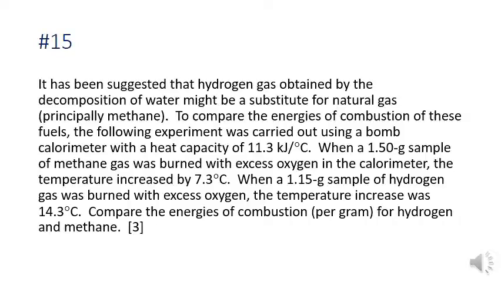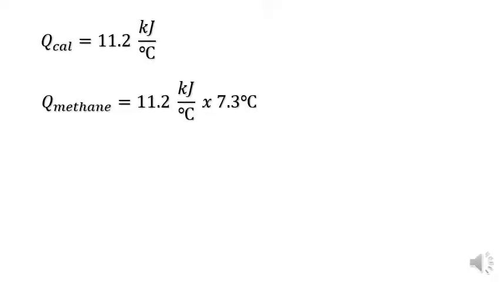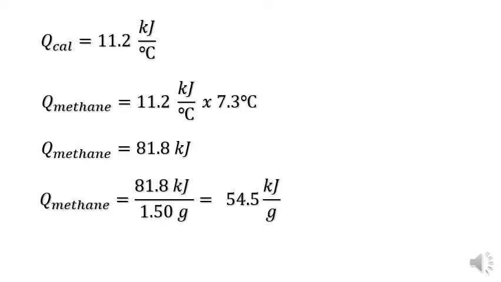Again, another problem with a whole big bunch of words. Well, here's how you attack this one. The heat capacity of the calorimeter is that. And so just multiplying it by the temperature change, you'll get the amount of kilojoules for this calorimeter. Then we simply divide it by the grams used, and that's the heat energy from burning that much methane in that calorimeter.